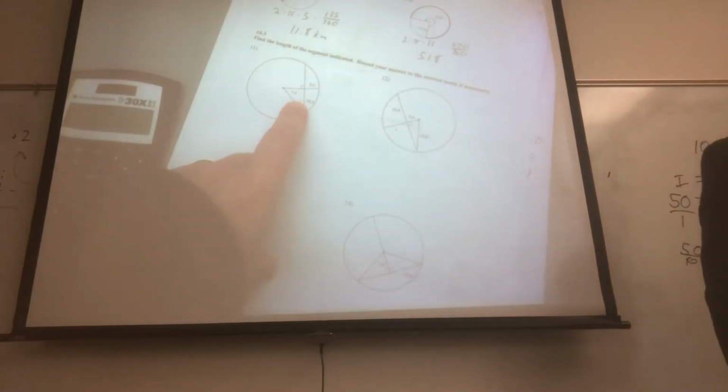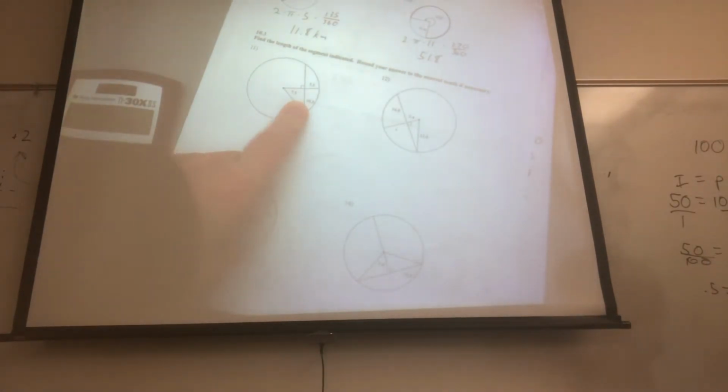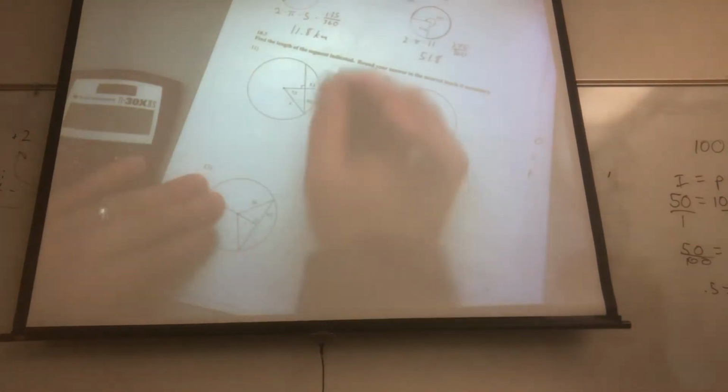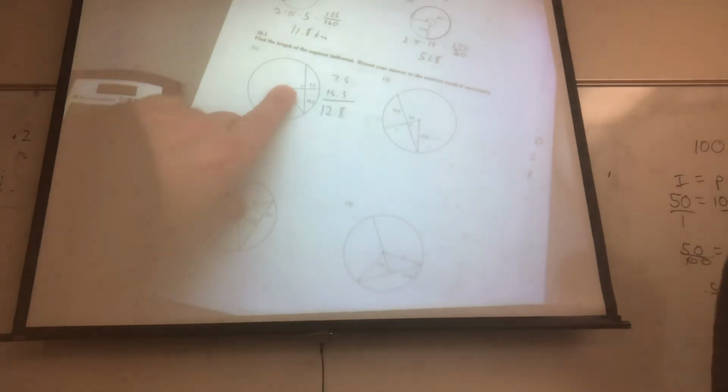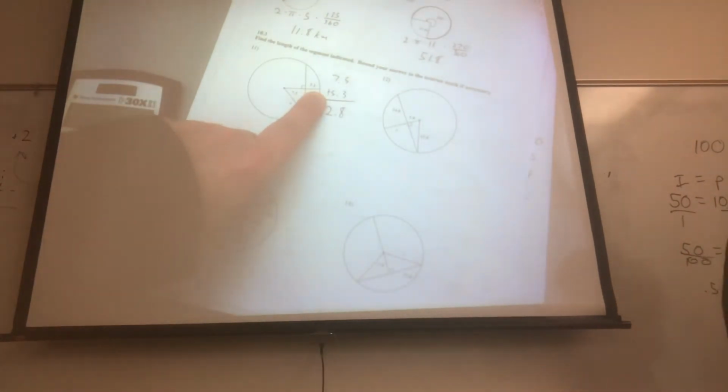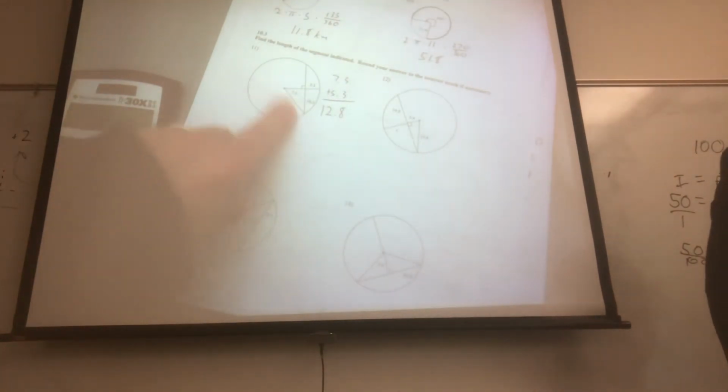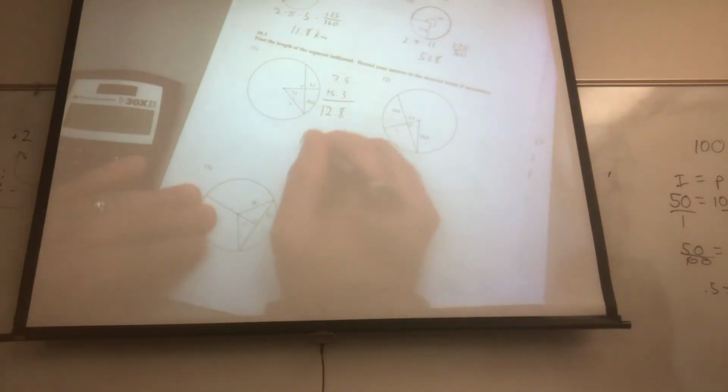On this one, you could do the Pythagorean theorem, a squared plus b squared equals c squared. You don't have to. This is a radius. This is also a radius. 7.5 plus 5.3 is 12.8, which means this radius here is 12.8. That means that this one, which is also a radius, is 12.8.